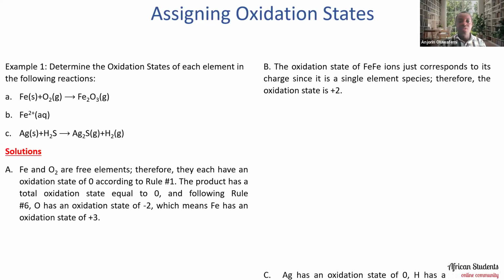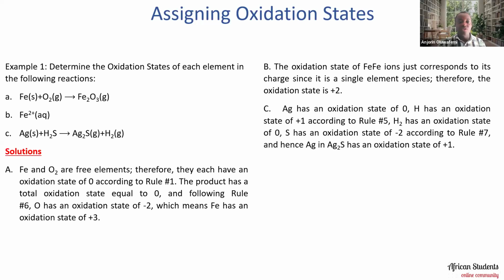Okay. For the third one, silver has an oxidation state of 0 because it is a neutral species. Hydrogen has an oxidation state of +1, according to rule number 5. The hydrogen molecule has an oxidation state of 0. And sulfur has an oxidation state of -2, according to rule number 7. And hence, silver in Ag2S has an oxidation state of +1. Okay, all right. So that's how we determine the oxidation state of elements.